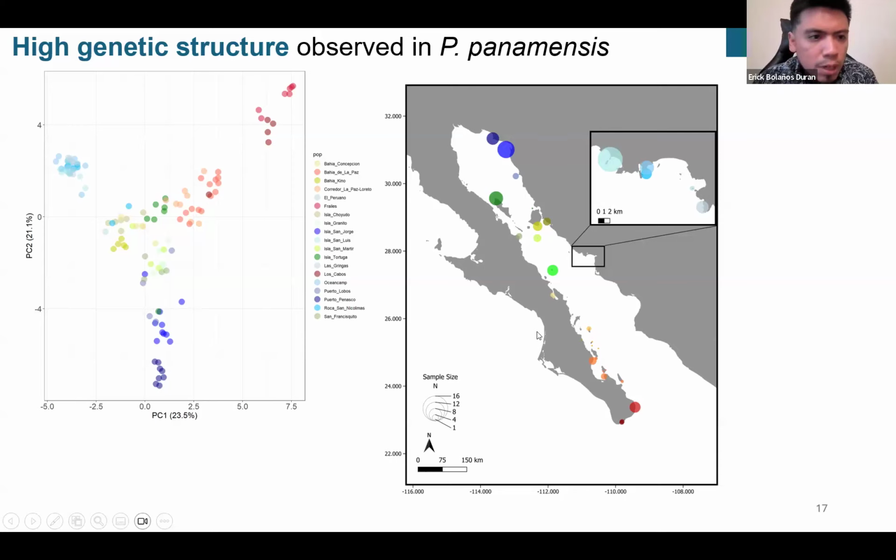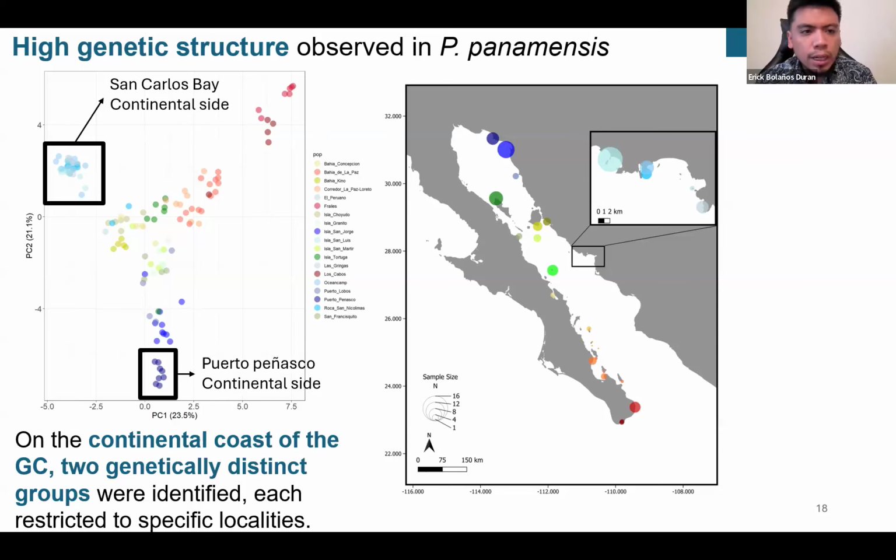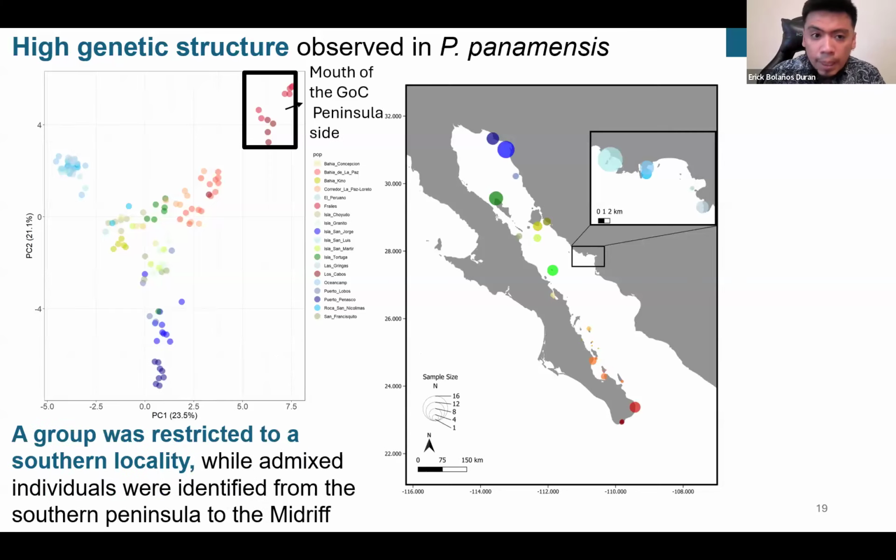So the first thing that we observed in the PCA was that San Carlos Bay, here in the continental side, in the northernmost part, was separated from the rest, but also the northernmost colonies in Puerto Peñasco, here in the continental side, were also differentiated. So on the continental coast of the Gulf of California, two genetically distinct groups were identified.